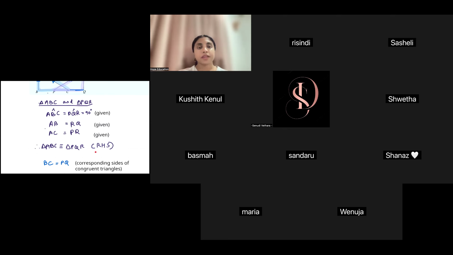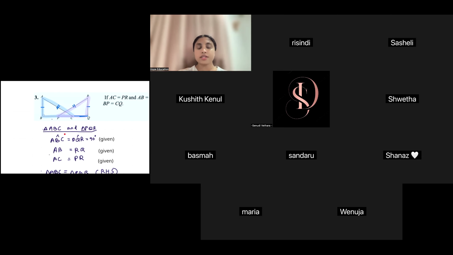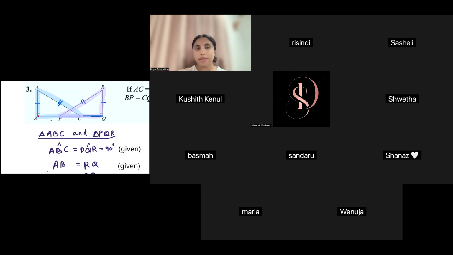Next, now since they are congruent, in the blue color triangle the side BC is equal to the side PQ in the purple color triangle. Because congruent means they are completely identical. So this side and this side are equal. Is that clear, Cindy?